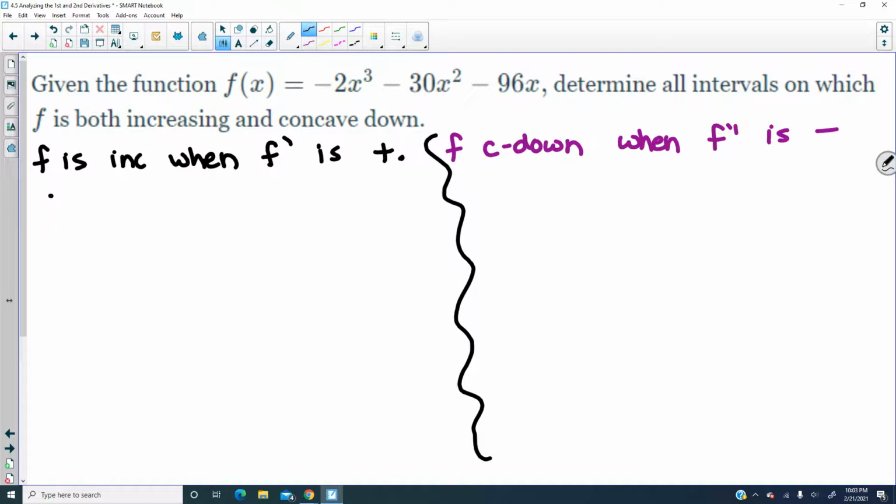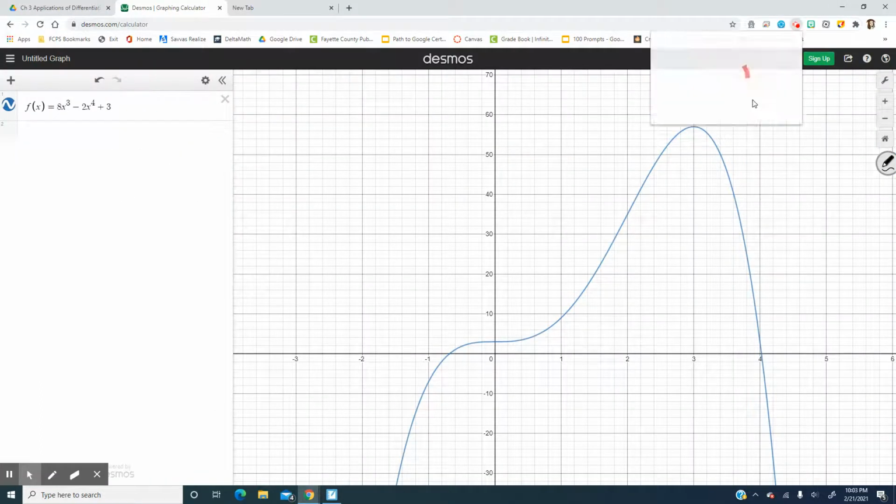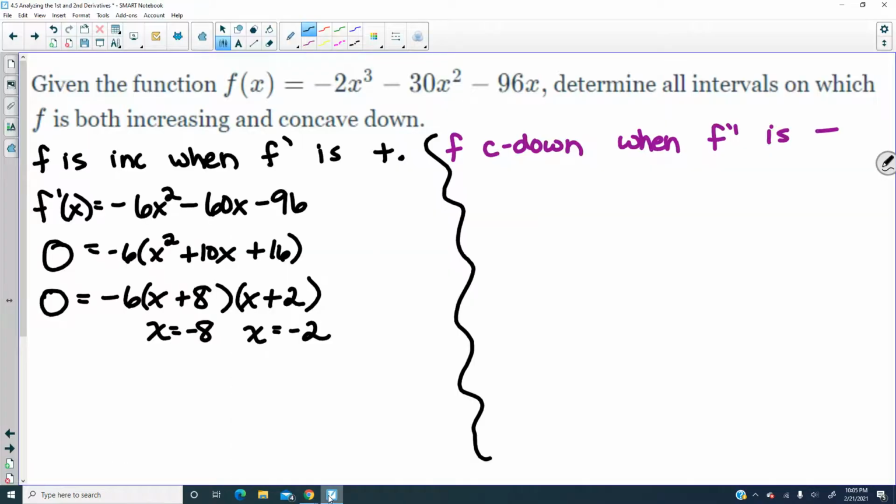Here's f. Let me find f prime. That would be negative 6x squared minus 60x minus 96. We will set this equal to 0 and solve. I'll pause so you don't have to watch that whole part. Okay, so I set it equal to 0, factored. I've got two critical numbers, x equals negative 8, x equals negative 2.